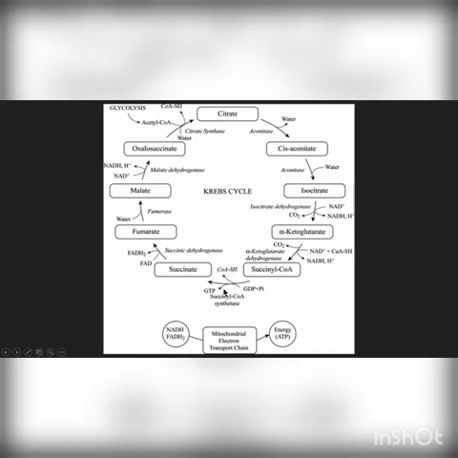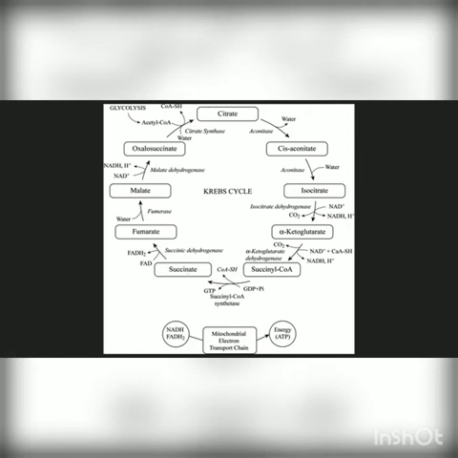तो इसी GTP से ATP का synthesis होता है, ये GTP जो है GDP में convert होता है, and then simultaneously the formation of ATP takes place. तो ये substrate level का phosphorylation है. Now succinic acid का formation हुआ.